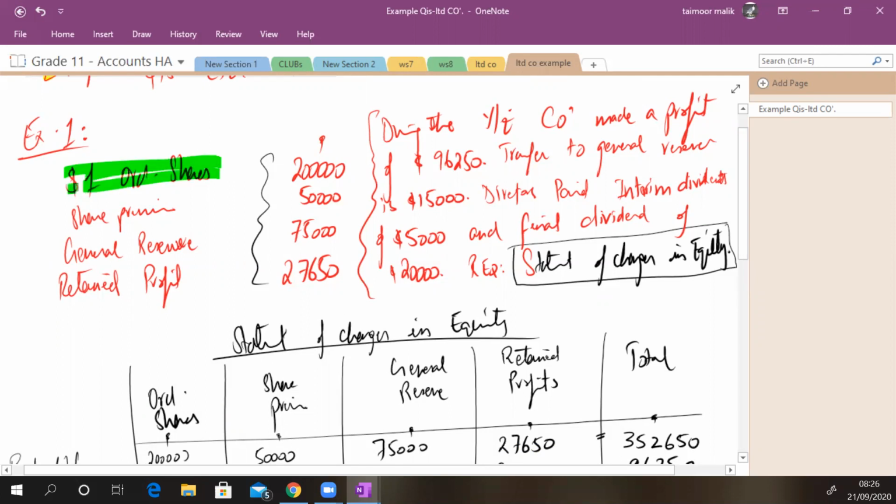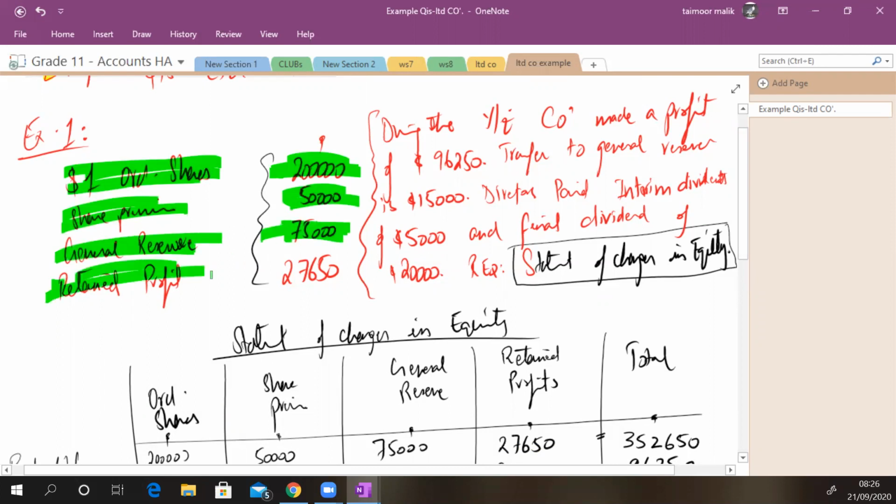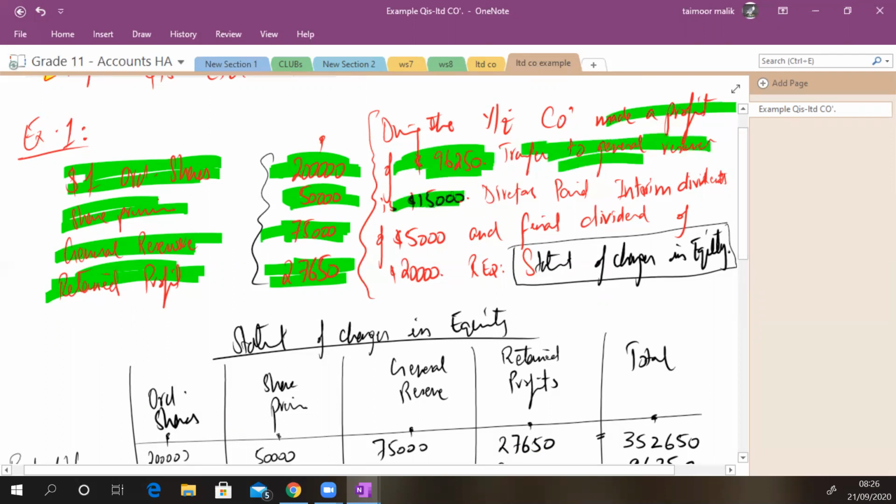This was an example. The company had ordinary shares of this much, share premium of this much, the general reserves of this much, retained profits of this amount. During the year, company made a profit of 96,250. That means after tax. Transfer to general reserve from this profit is 15,000, and the directors paid interim dividend of 5,000. Okay. Now my question to you is, I use this term interim dividend. What do you mean by this interim dividend? Can anyone tell me that?